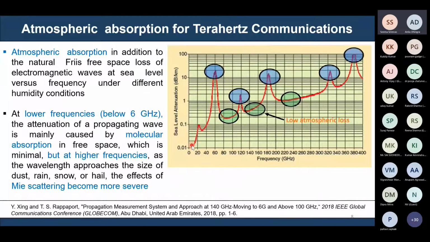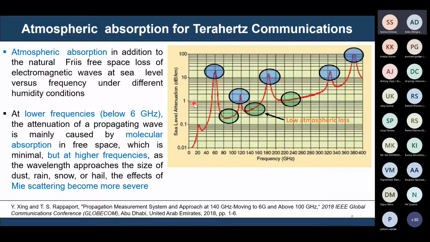Even if you look at 4G, which is sub 6G, it's very low, nearby 0.002 or 0.003 dB per kilometer. But when we go above 100 gigahertz, the atmospheric absorption becomes very high at higher frequency. This is the free space path loss and atmospheric absorption. So you can see at 300 terahertz, the atmospheric absorption is nearby 1 to 2 dB per kilometer, which is pretty much high.